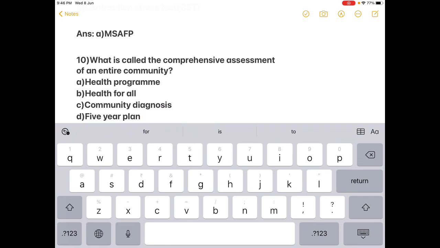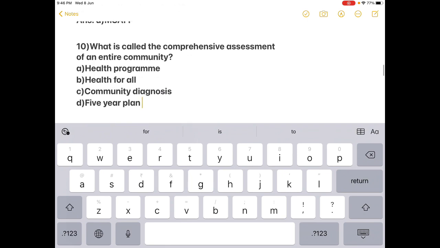Next question. What is called the comprehensive assessment of an entire community? Option A, health program. Option B, health for all. Option C, community diagnosis. Option D, 5-year plan. The correct answer here is C, community diagnosis.